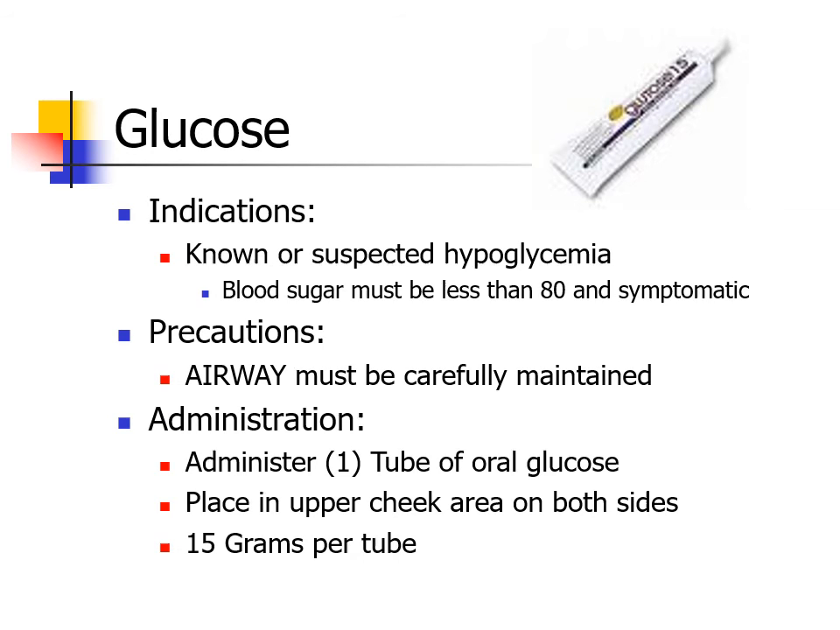Glucose. Indications. Known or suspected hypoglycemia. The blood sugar must be less than 80 and the patient must be symptomatic. Precautions. The airway must be maintained. Administration. Administer 1 tube of oral glucose gel. Place in upper cheek area on both sides. There are 15 grams of glucose in each tube.